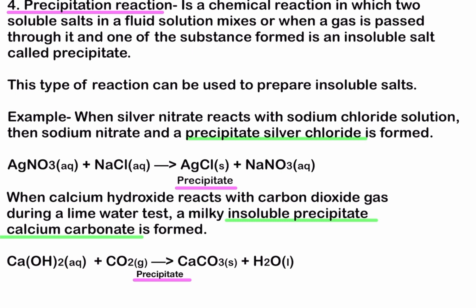Then another example is when calcium hydroxide reacts with carbon dioxide gas during a lime water test. Remember, a lime water test we do by reacting slaked lime, or calcium hydroxide, with carbon dioxide. The lime water turns milky. Why does it turn milky? An insoluble precipitate, calcium carbonate, is formed. So here the precipitate is calcium carbonate. So that's a precipitation reaction.